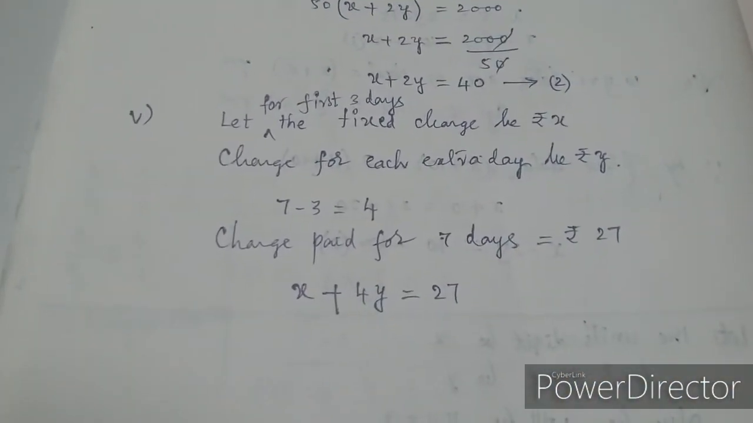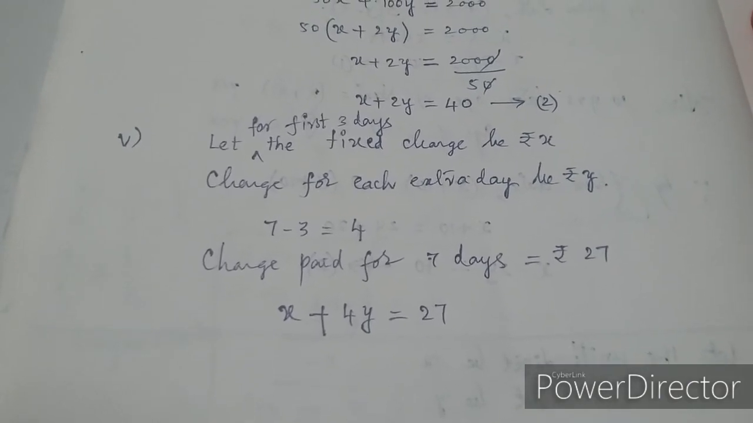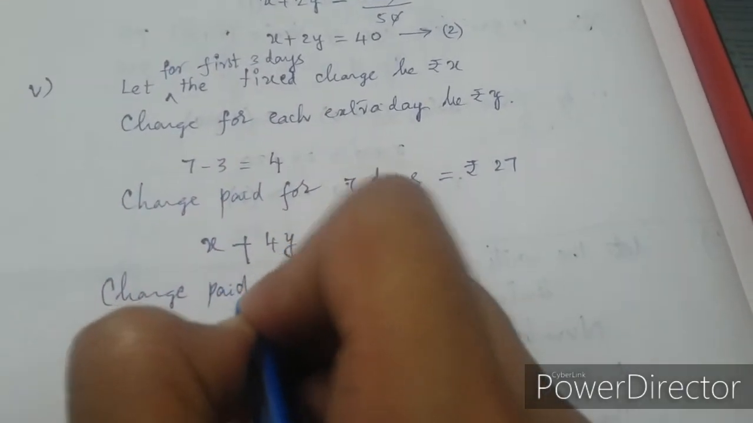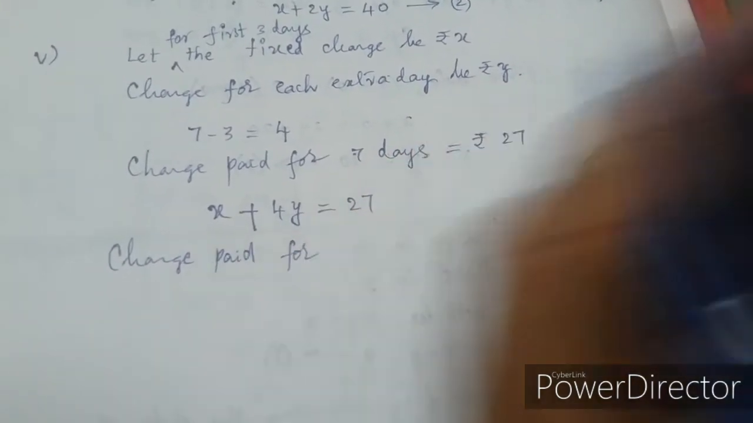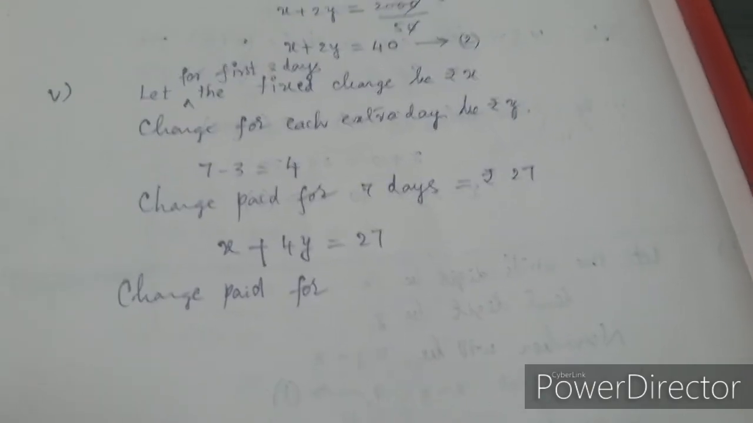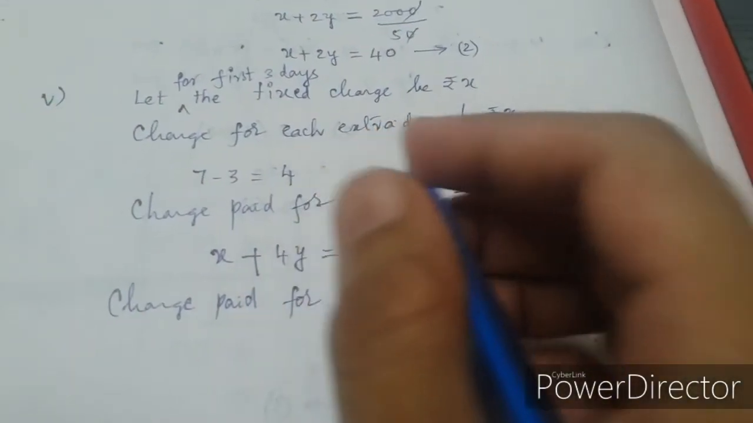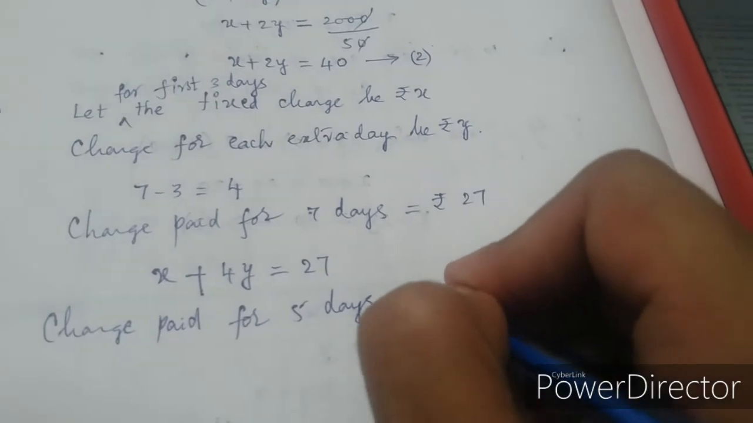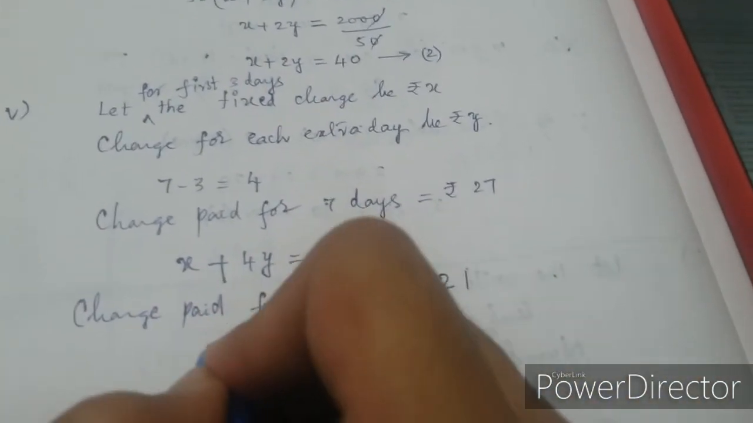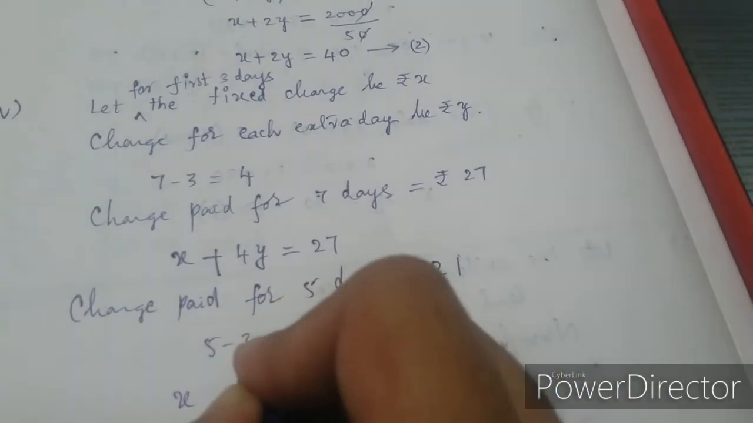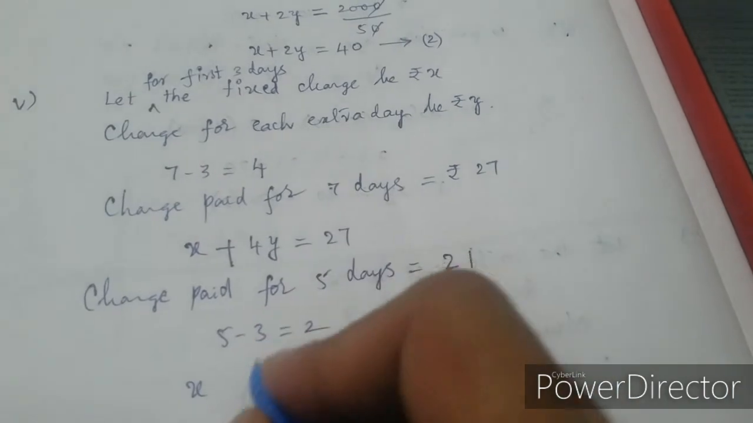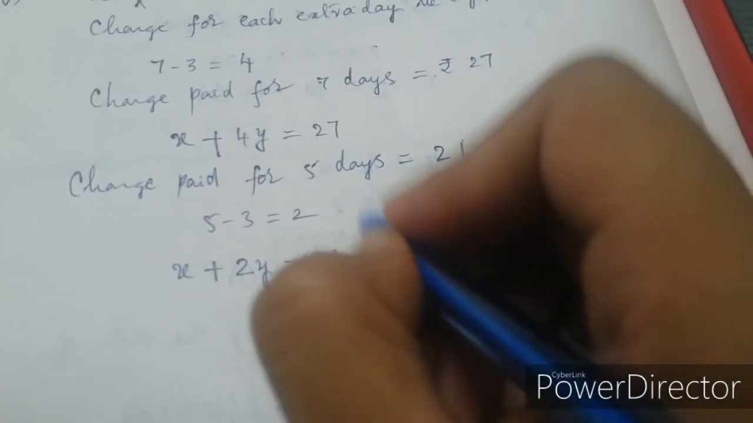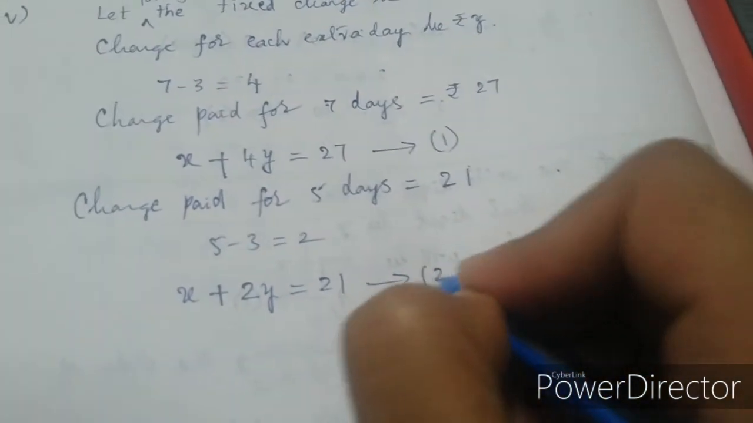Next, charge paid for 5 days is equal to 21. Whoever it may be, but the amount is like this. Charge paid for five days is equal to 21. Here 5 minus 3 is equal to 2. So for first 3 days X rupees charge, and for each additional day Y rupees charge, so X plus 2Y is equal to 21. Take it as equation 1 and this as equation 2.